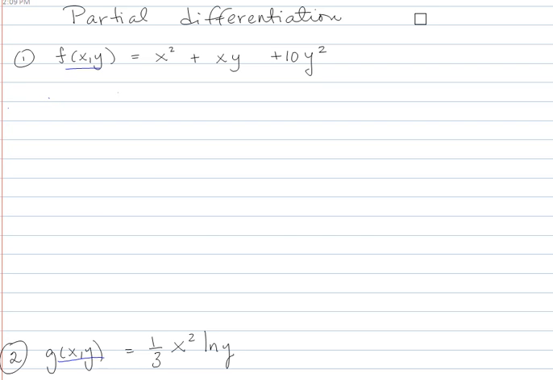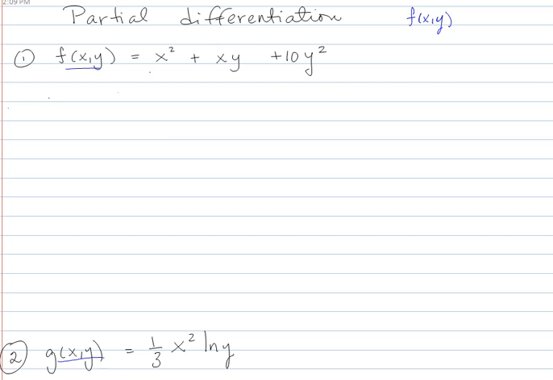Suppose that I have a function f of x, y that depends on two variables, and I want to find derivatives. Well, I have a function of two variables, so to find derivatives I'm going to have to do it with respect to one of the variables at a time. And what I'm going to do is always think of the other variable as a constant.